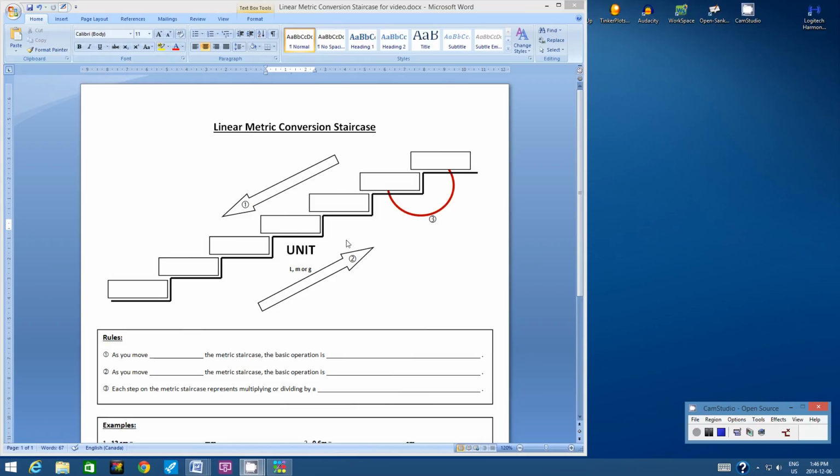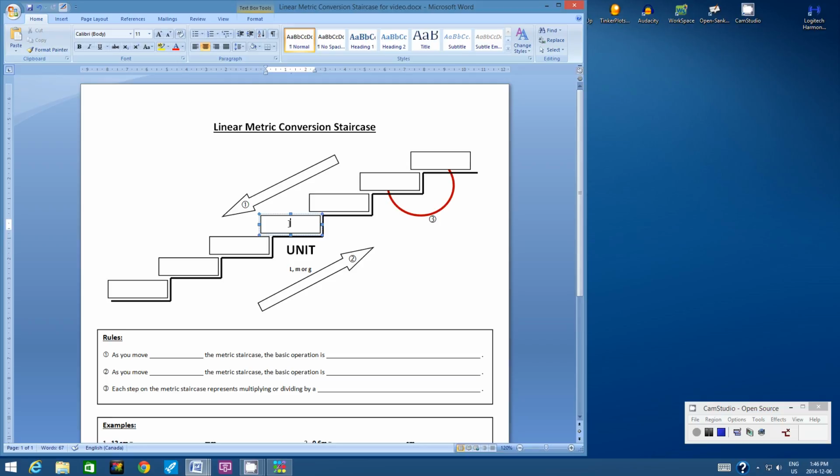I'm sure you've seen the metric staircase before. So let's begin by filling in all the empty boxes. Let's start with units. Because we're talking about linear conversions, we're talking about 2D measurements. So in this box we have meter, and the symbol lowercase m.